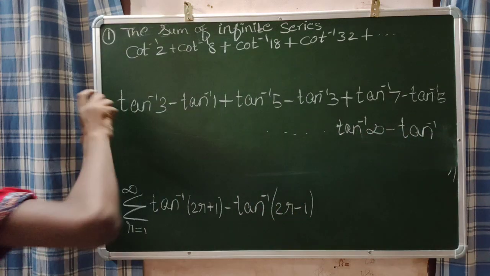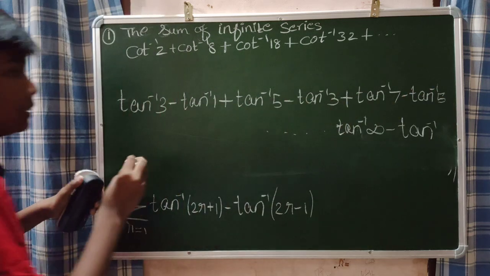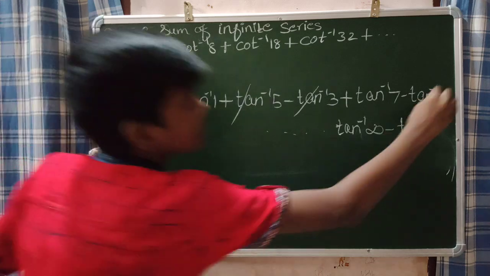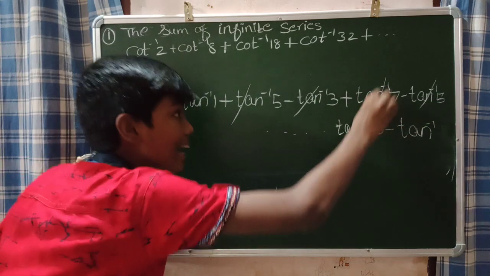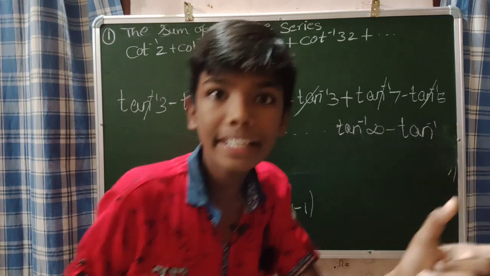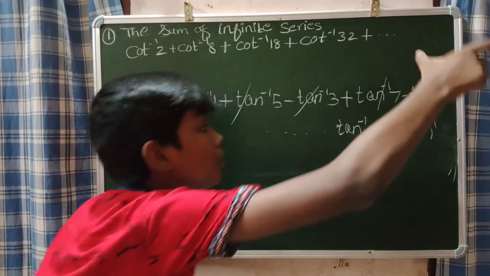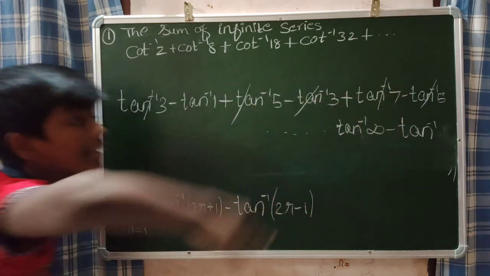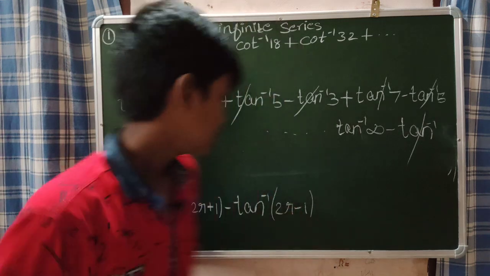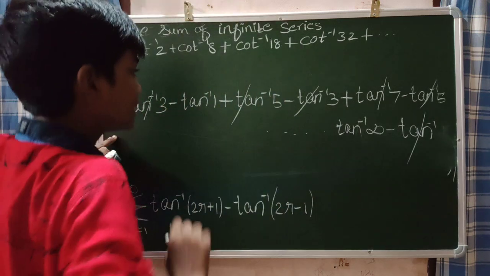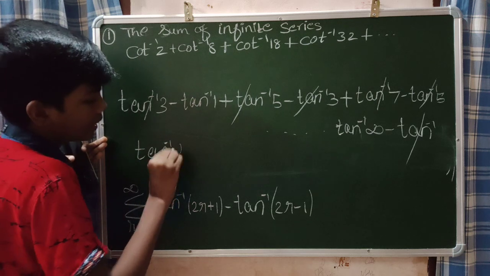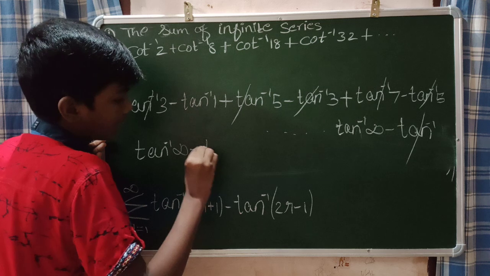Now see here guys, in this expression, this tan inverse of 3 and this tan inverse of 3 will get cancelled. This tan inverse of 5 and this tan inverse of 5 will get cancelled. And this tan inverse of 7 and another minus tan inverse of 7 will get cancelled, because when you do summation up to infinity, every value will be getting cancelled. Even this value gets cancelled with another tan inverse of something. So if every value gets cancelled, the value which will be remaining is tan inverse of infinity minus tan inverse of 1.